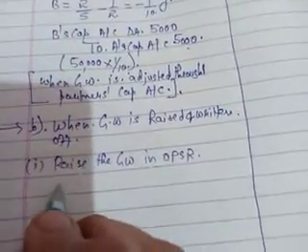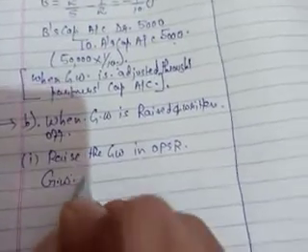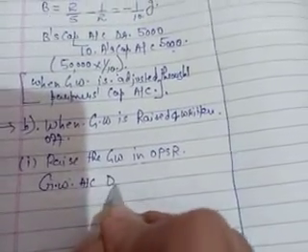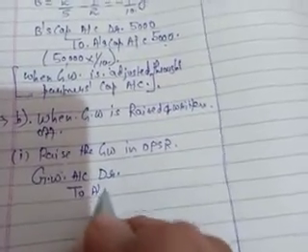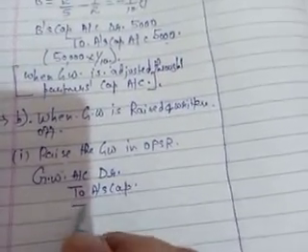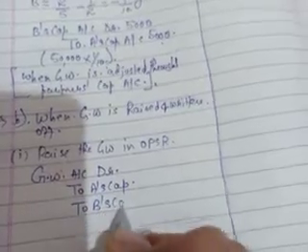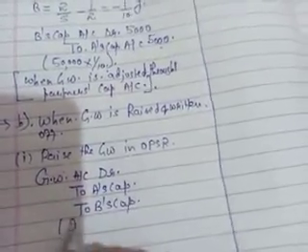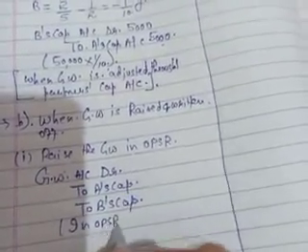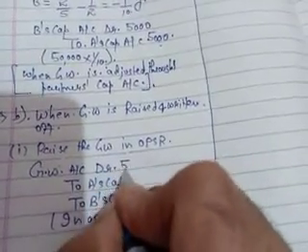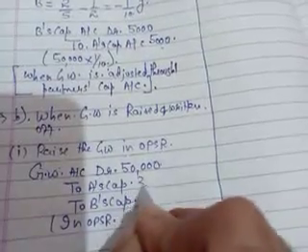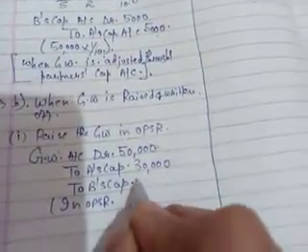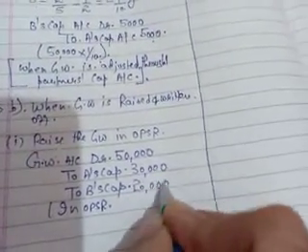The journal entry for this will be: goodwill account debit to A's capital, to B's capital, in old profit sharing ratio. So the complete 50,000 will be raised in the old profit sharing ratio, that is 30,000 and 20,000.